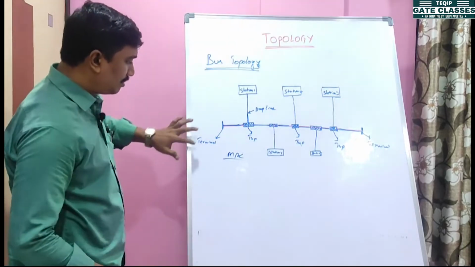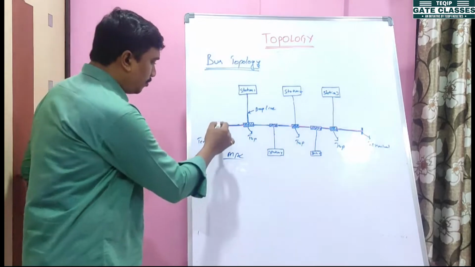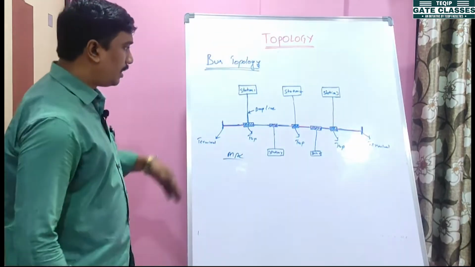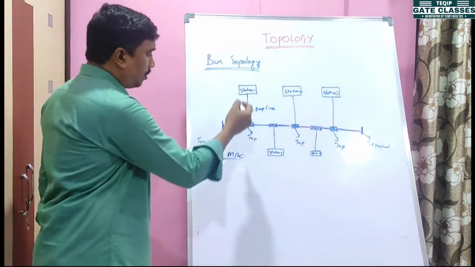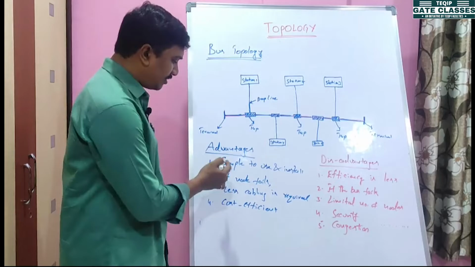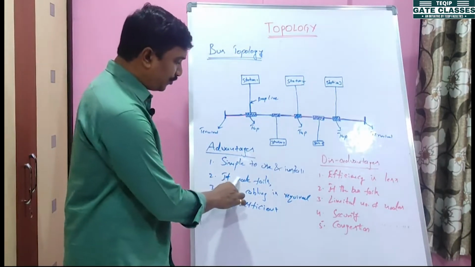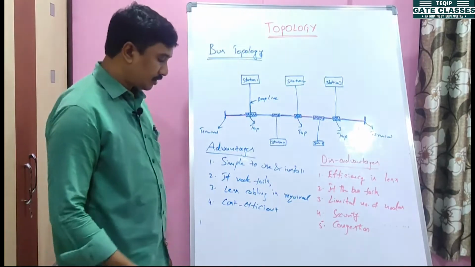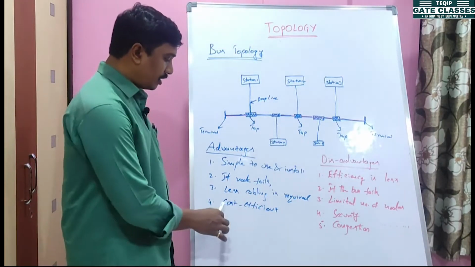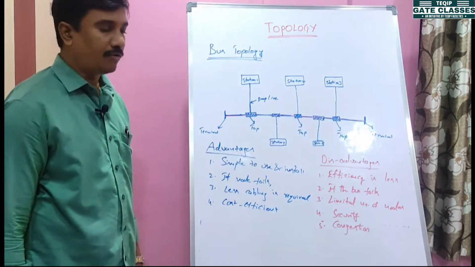These two are the terminals, the end points: this is one end point, and this is the other end point. The drop lines are the cables and taps. Coming to the advantages: the first advantage is that it is simple to use and install. The second is what happens if a node fails. The third is that less cabling is required. And the fourth is that it is cost efficient. We will discuss them one by one.